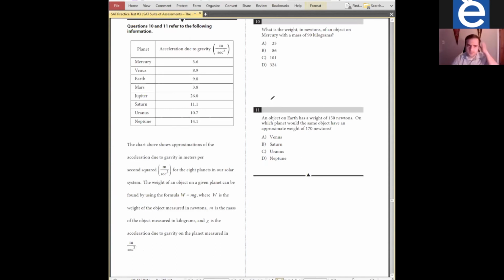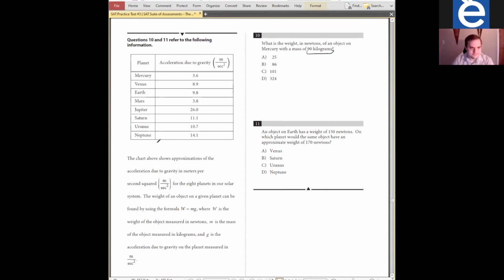Okay. What is the weight in newtons of an object on Mercury with a mass of 90 kilograms? All right, so this is based on all of this. So let's take a look at this. The weight of an object on a given planet can be found using the formula weight is equal to mass times gravity, where W is the weight, M is the mass, and G is the acceleration due to gravity measured in meters per second squared.